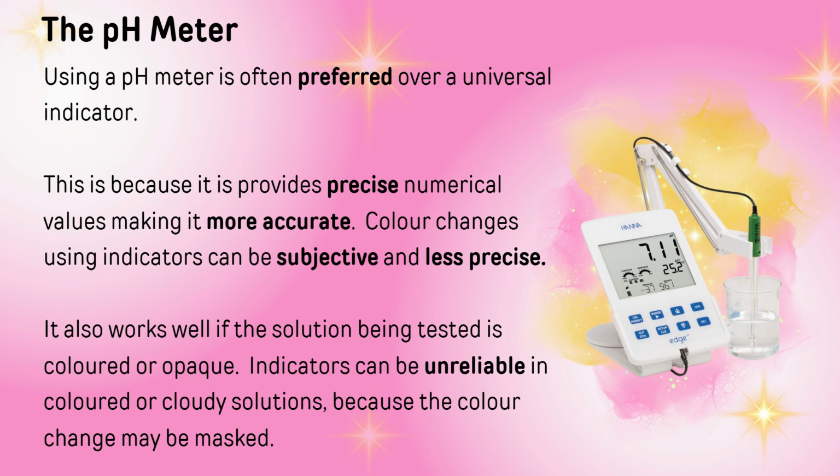Why is this? Well, this is because it provides precise numerical values, making it more accurate. Color changes using indicators can be subjective and less precise. It also works well if the solution being tested is colored or opaque. Indicators can be unreliable in colored or cloudy solutions because the color change may be masked.